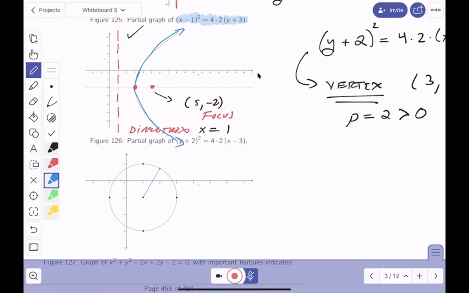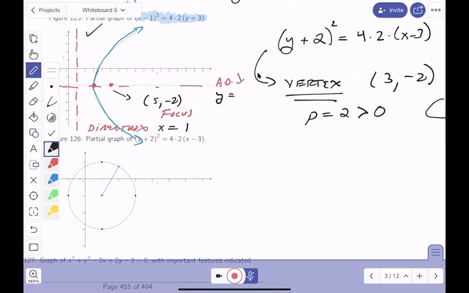All right, axis of symmetry, put that in for you. What's that going to be? This is the AOS. And the axis of symmetry looks like y equals, it goes to the vertex, right? So that'd be y equals minus 2.